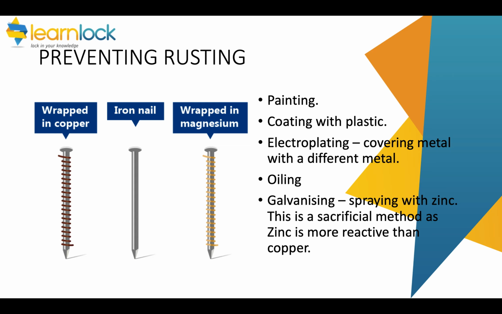You can prevent rusting using things like paint to cover the metal, coating with plastic, electroplating, so covering a metal with a different metal, oiling and greasing, or galvanizing. That's when you can spray it with a more reactive metal, which is a sacrificial method, as shown in the diagram. A metal is wrapped round to protect the metal underneath.